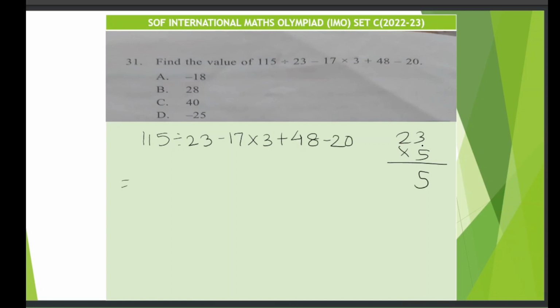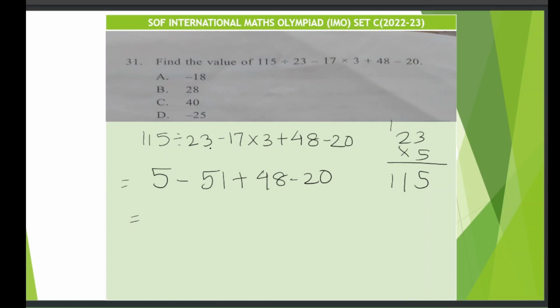5 3s are 15. 1 gets carried over. 5 2s are 10. 10 plus 1 is 11. So this is 5. And then we have got a minus sign. We'll put the minus sign. Here it is 17 into 3. 17 into 3 is 51. Then plus 48. Then minus 20.